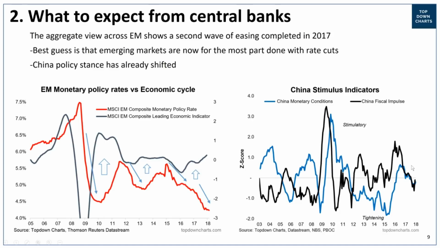But you look in the China one here, and so this is the stimulus indicators for China, the monetary conditions, monetary policy in the blue, and fiscal in the black. Again, looking back at that 2015-16 period when you saw those turning up, given how critical China is for commodities, at that stage I was saying, there's only one way for commodities from here, and that's up. When China eases, you buy commodities.